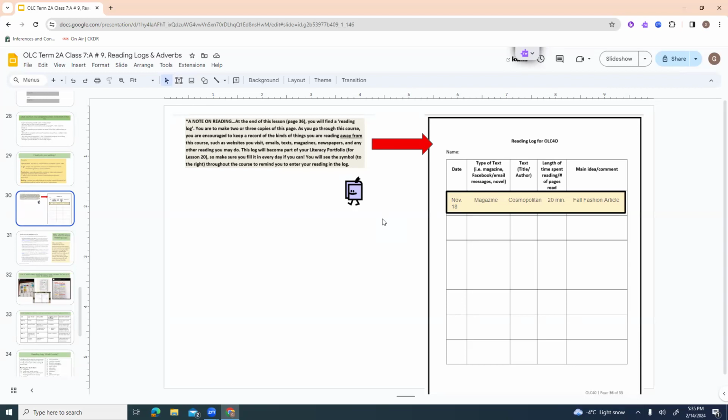A lot of times we really do a lot of reading over the course of a day at work, in our own lives, in our homes. And we're basically just wanting you to notice this. So if you look at the reading log, you've got your date, what type of text. We're looking for format there. Like, is it a magazine article, a newspaper article, Facebook email messages, a poster? What is it? The text. The text could be the title or the author or both. The length of time spent reading or the number of pages read.